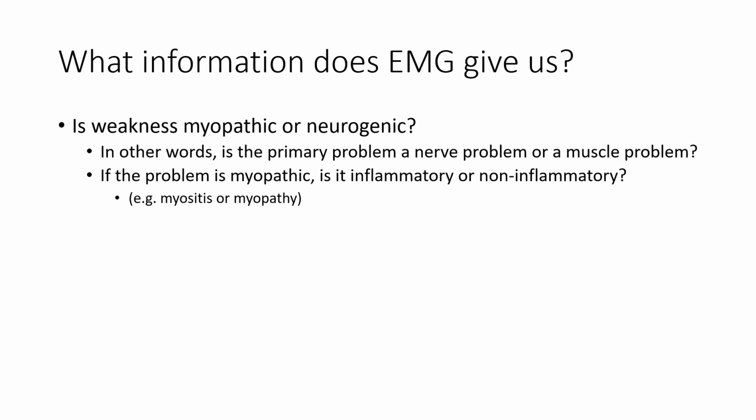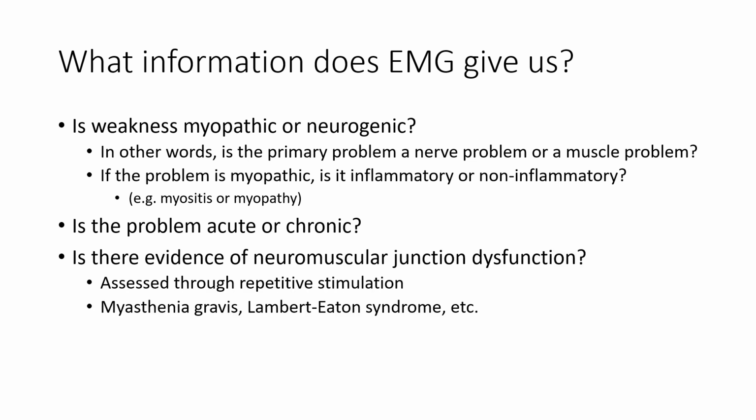And so one question that an EMG can answer is, is muscle weakness myopathic, meaning is it primarily a problem of the muscle, or is it neurogenic, meaning it's primarily a nerve problem? And if it is a myopathic problem, is it an inflammatory problem, meaning a myositis, or is it a non-inflammatory problem, meaning a myopathy? An EMG can also give us an idea about whether the problem is acute or chronic. And it can also assess the neuromuscular junction.